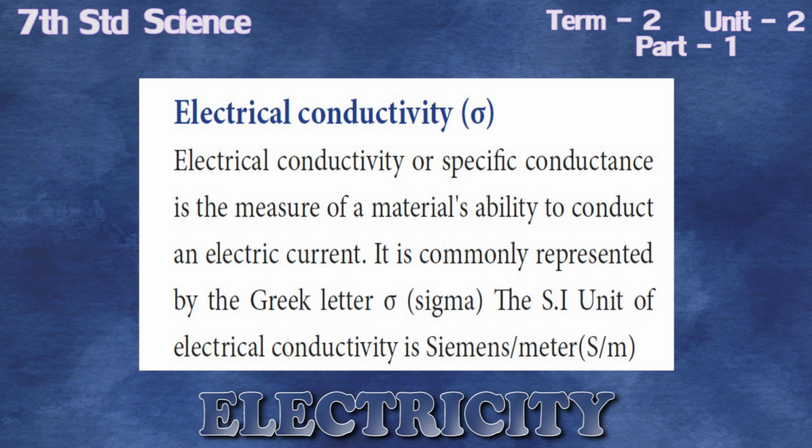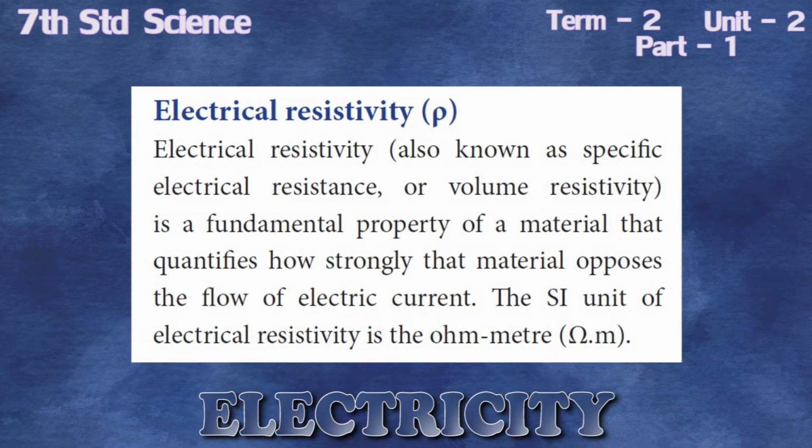Then electrical resistivity. It is a property of a material that quantifies how strongly the material opposes the flow of current. The SI unit of electrical resistivity is ohm meter.